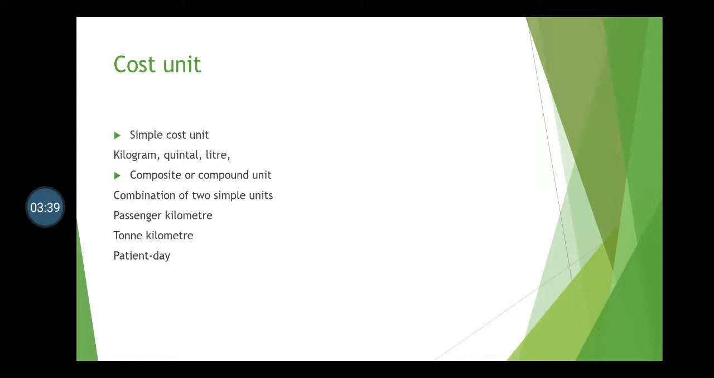So we have composite or compound unit of measurement. It is a combination of two simple units. So for example, in case of transportation, per passenger per kilometer, that is passenger kilometer. In case of goods transport, it is per ton per kilometer, that is the weight of the goods as well as the kilometers or distance. Now hospital, per patient per day. So there are two types. One is simple cost unit, the other one is composite or compound cost unit.